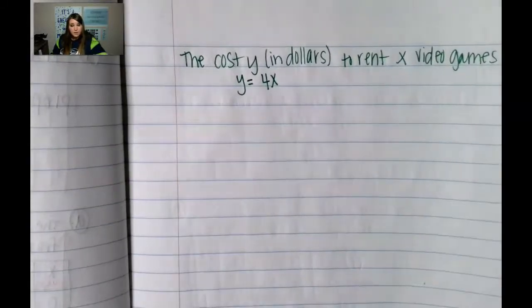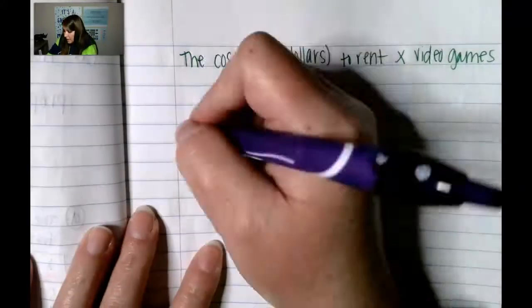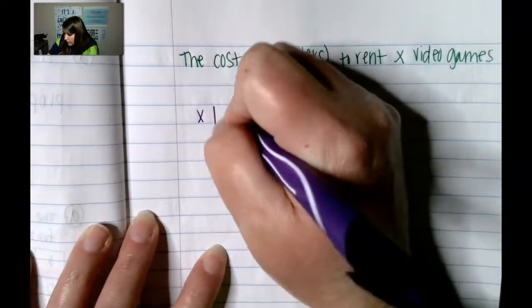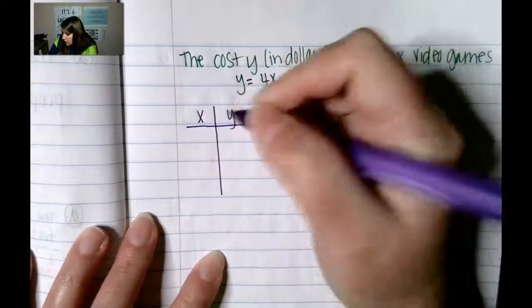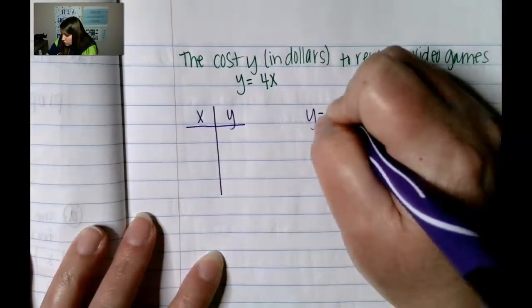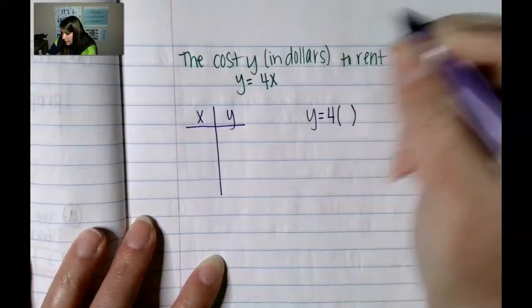Okay, all right, hit pause right now so you don't hear me solving, and then when you are ready, go ahead and hit play. All right, so let's first make a graph. So we have x values and we have y values, and we're looking at y equals 4 times something every time.